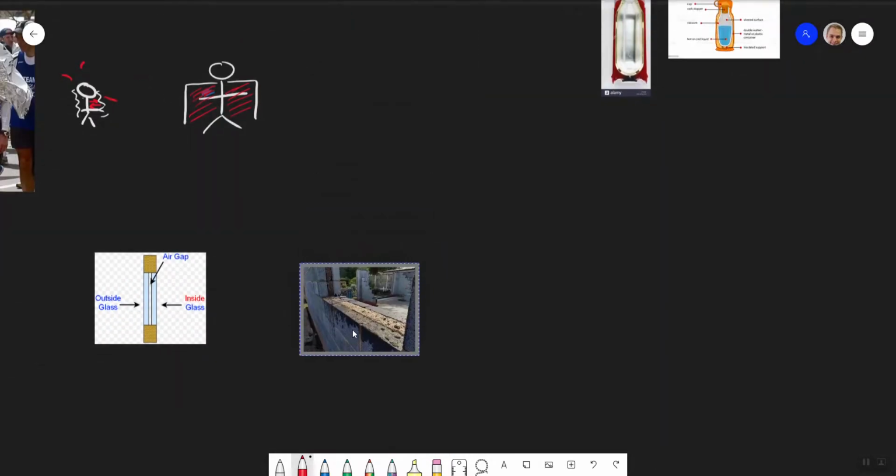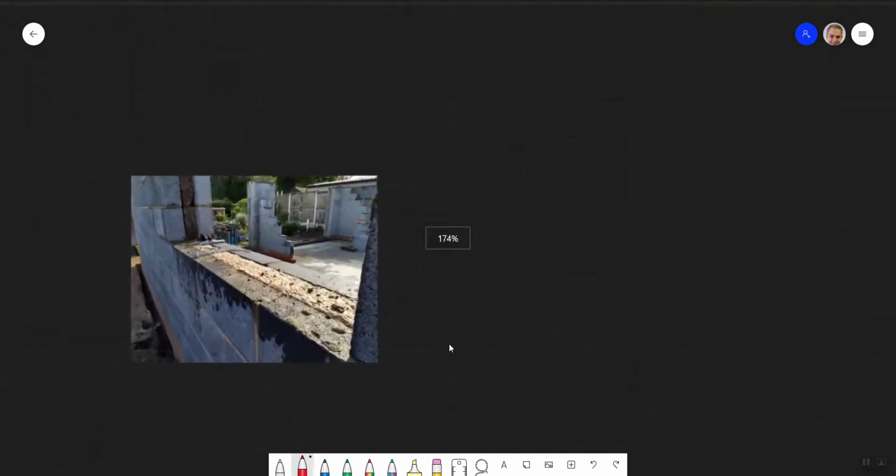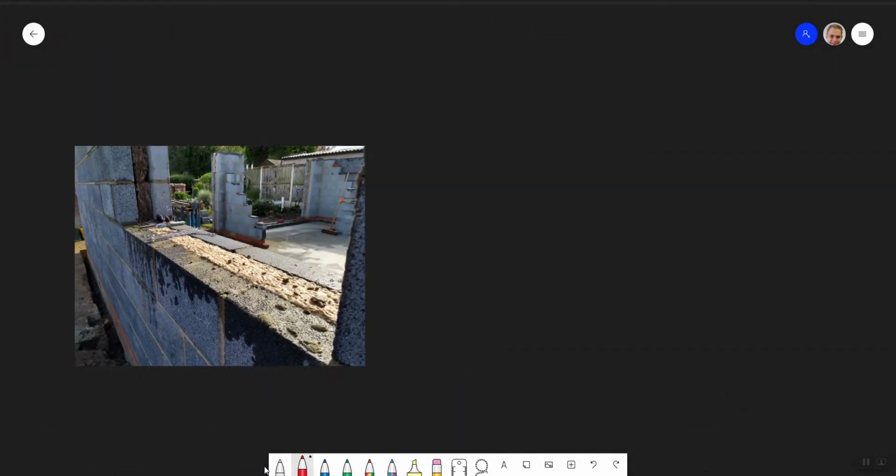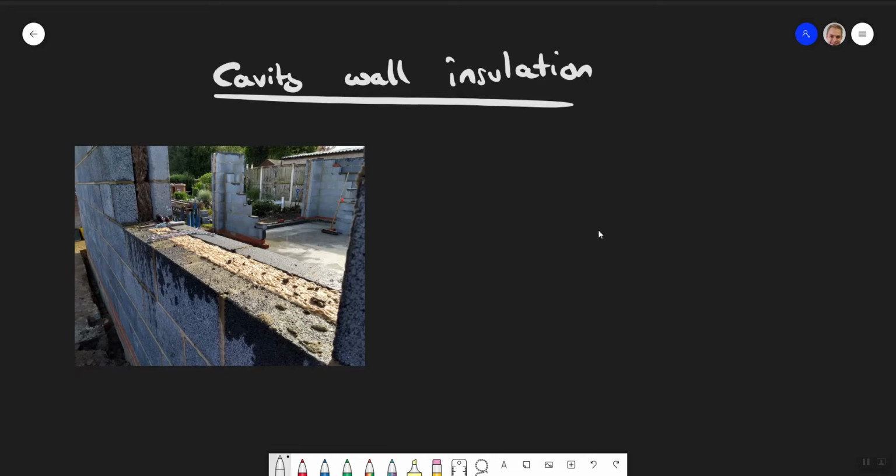Let's look at buildings. This is cavity wall insulation. This is an example of what we call cavity wall insulation. You don't need to remember all these things. What you need to be able to do is to explain how conduction and convection work. The cavity wall insulation is thus: this weird foamy stuff that sits in between two layers of bricks.